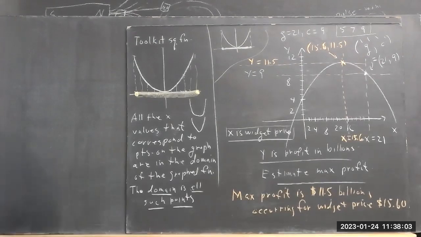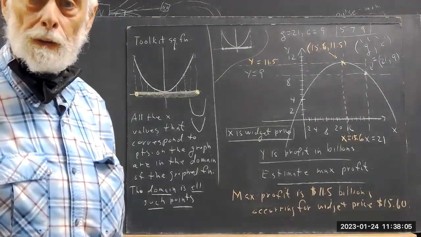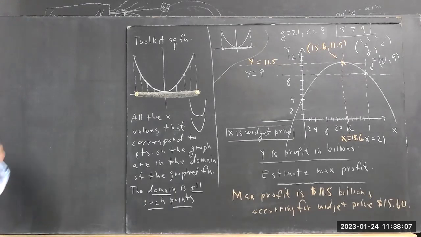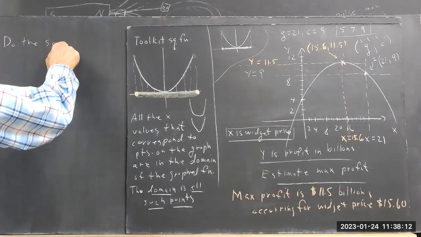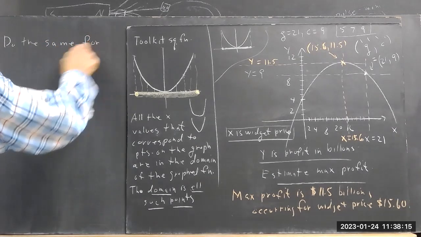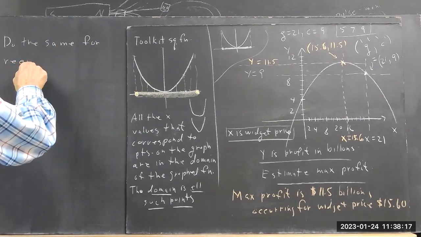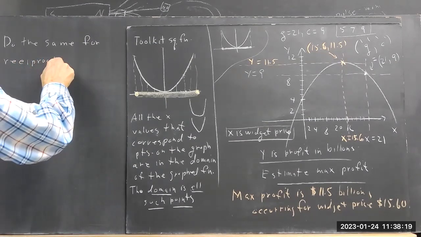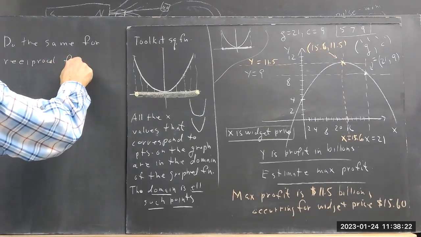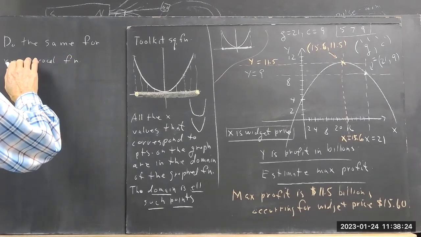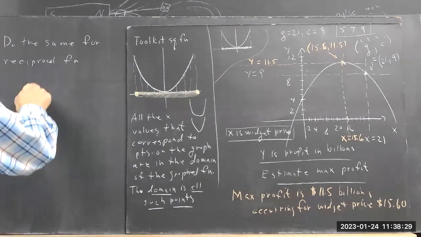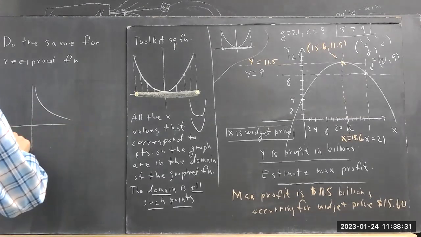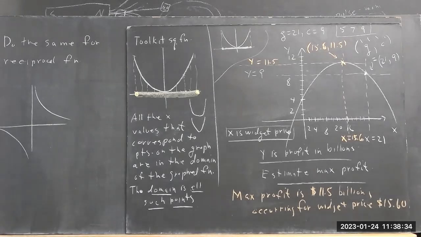Okay, now do the same thing for a reciprocal function. And most of you know what the graph looks like, but there's a reasonable facsimile if you don't.